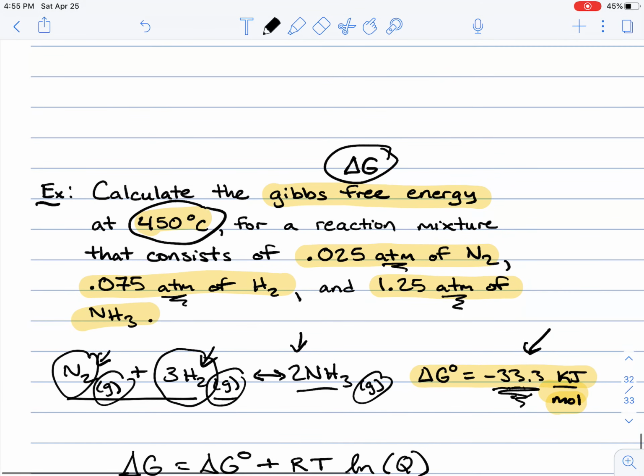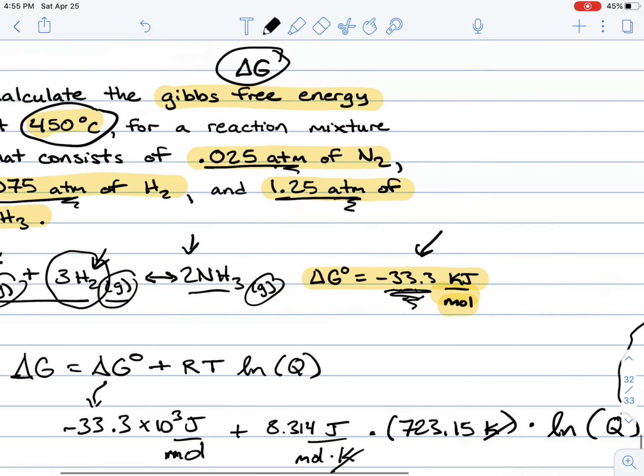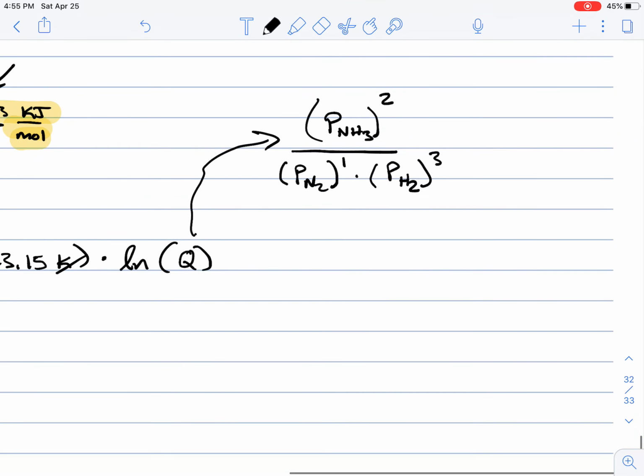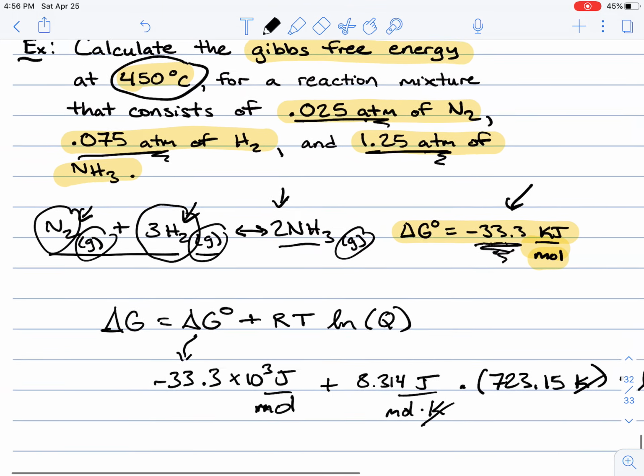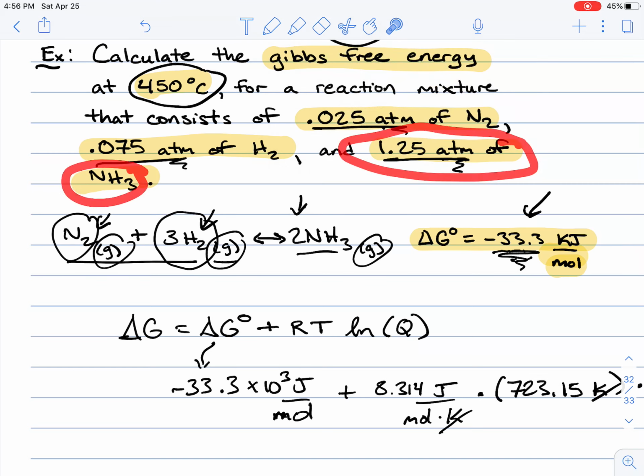And so all we're going to do is plug these atmospheric pressure values into my mass action expression to determine my reaction quotient. And if you recall, the standard pressure is 1 atmosphere. So looking at the atmospheric components, we're not at 1 atmosphere. It's 0.025, 0.075, and 1.25. And so what's NH3? NH3 was 1.25. So I'm going to put in 1.25 squared, because that's the value for NH3. So it says 1.25 atmospheres of NH3.